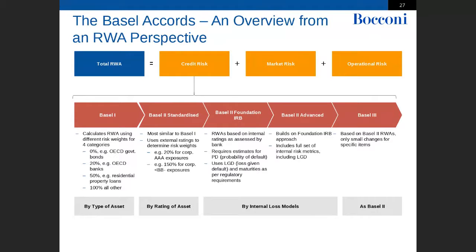Here is only for your benefit. Let's talk about risk-weighted assets, why it is important. For example, Goldman Sachs has 1 trillion of assets.